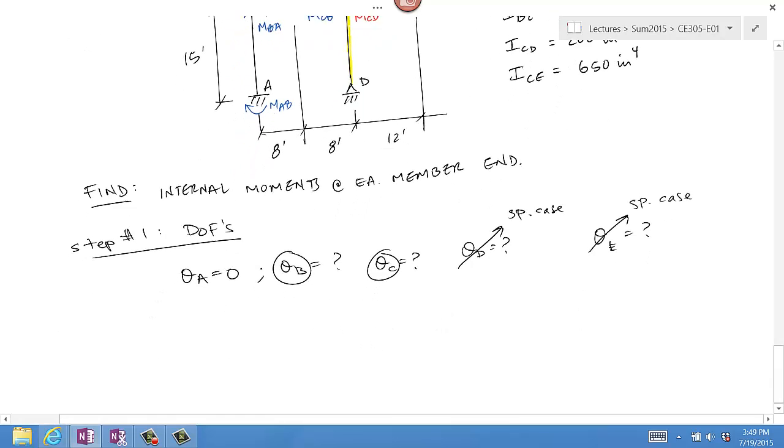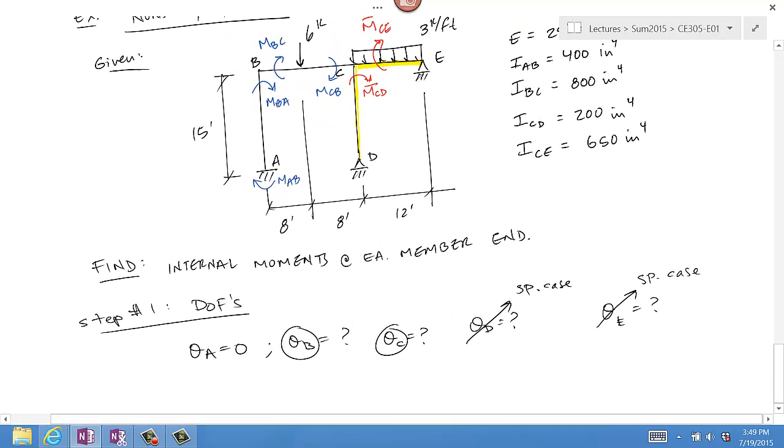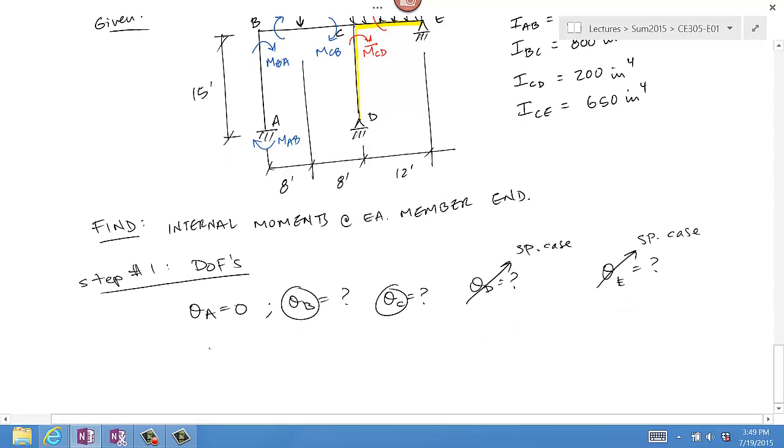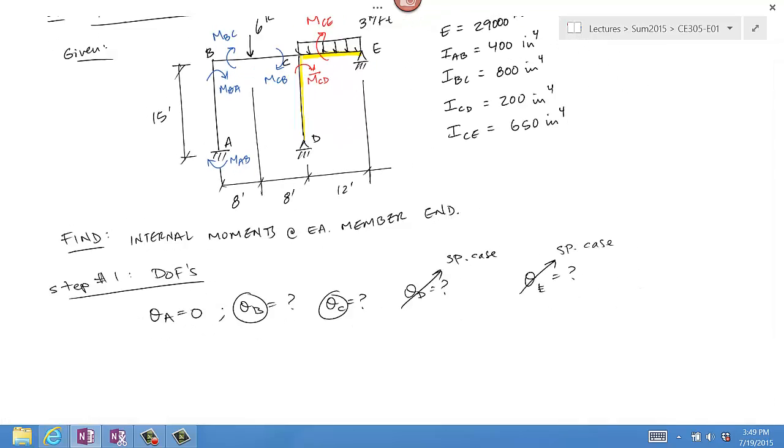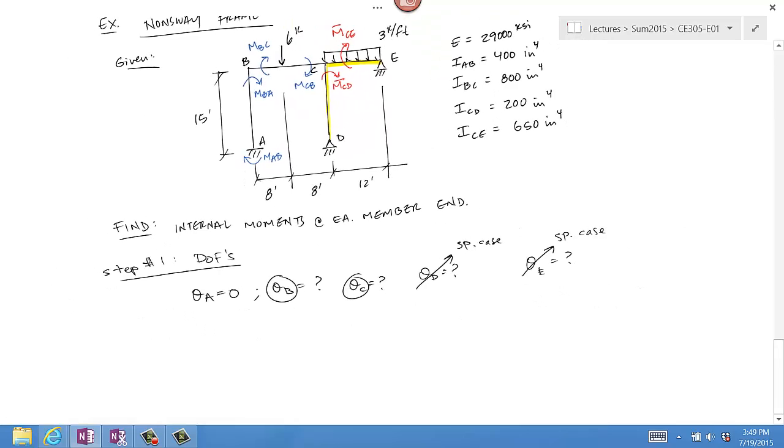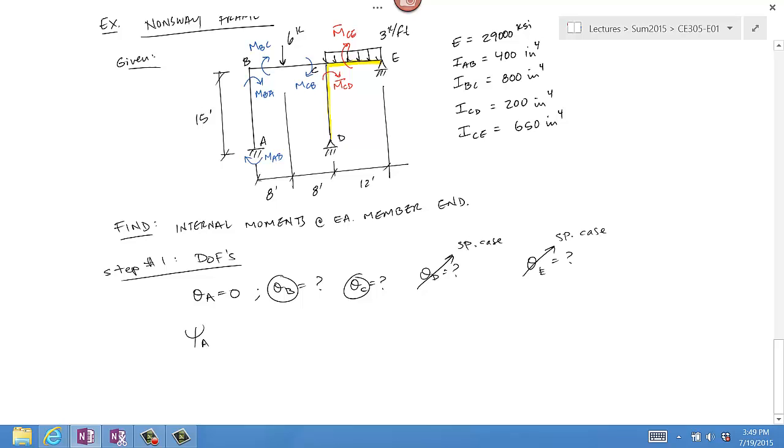Now let's take a look at the possibility of there being psi terms. So there's the possibility of one psi term for each span. So let's just methodically go through this. Psi AB is what?